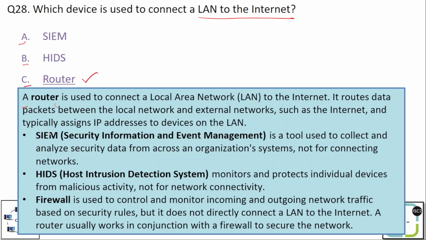The other options, including the SIEM, security information and event management, is a tool used to collect and analyze security data from across an organization's systems, not for connecting networks. HIDS, that is Host Intrusion Detection System, monitors and protects individual devices from malicious activity, not from network connectivity. And firewall is used to control and monitor incoming and outgoing network traffic based on security rules, but it does not directly connect a LAN to the internet. A router usually works in conjunction with a firewall to secure the network.